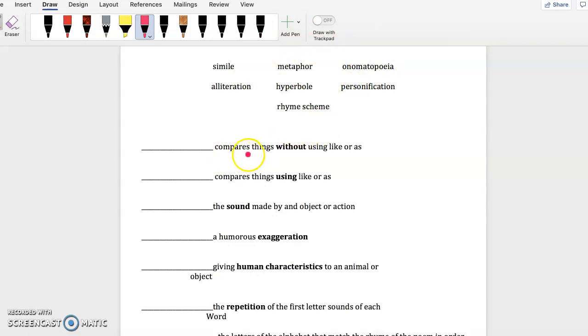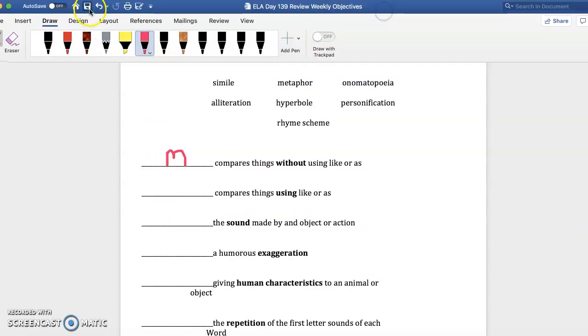A figurative language that compares things without using like or as. That is a what, guys? Yes, it is a metaphor. I heard someone say that. I'm not going to write the whole word. You write the whole word. I'm only writing a letter because it's going to be hard for me to. Oh, you know what? Let me go back. I can't write the word. I forgot. I could write the word. Okay. Yeah, this is a metaphor.